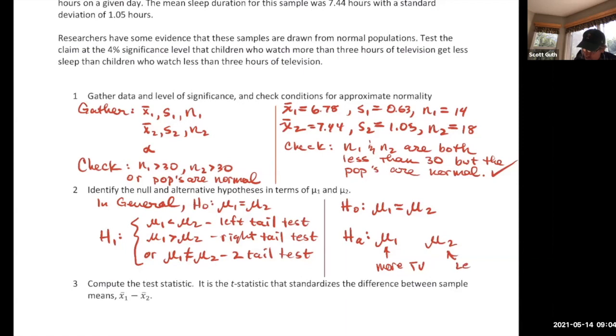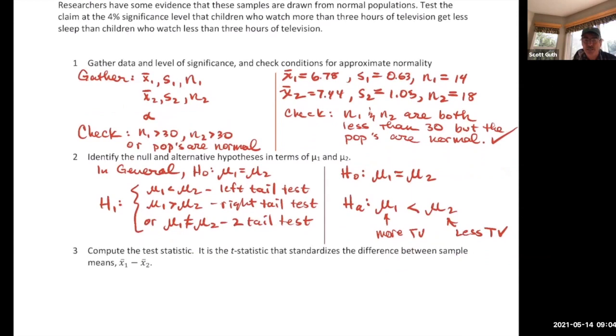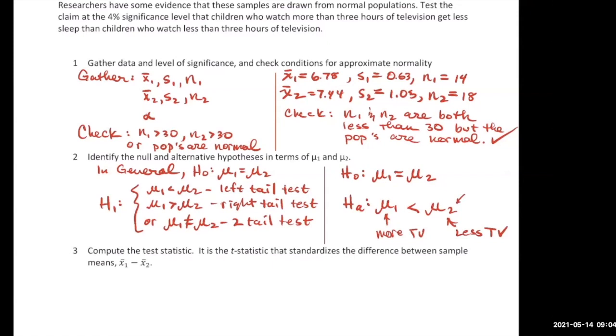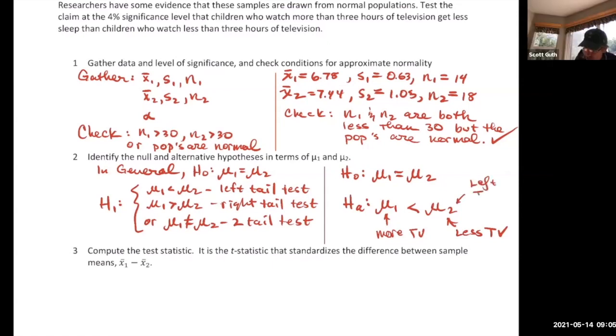But we're not talking about how much TV they're watching, right? We're talking about how much sleep they get. So we're saying the mean amount of sleep for the kids with more TV should be less than mu2. Does that make sense? Yes. Okay, so this is a left tail test. And it's tricky, right? You want to set this up so that this is what determines your p-value.